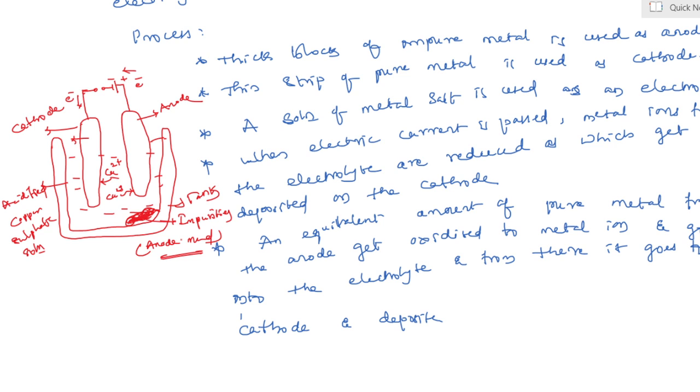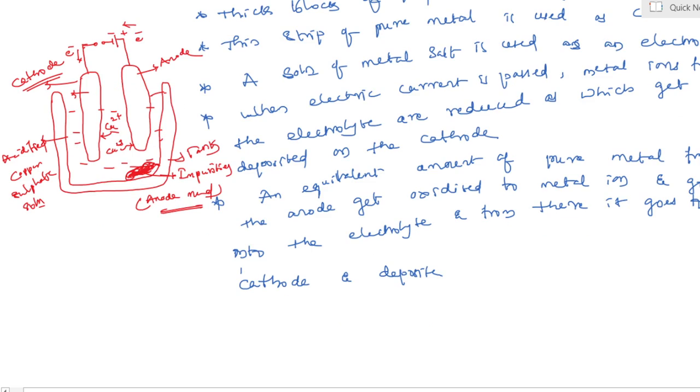For example, in electrolytic refining of crude copper, the anode is impure copper, whereas the cathode is a strip of pure copper. The electrolyte is a solution of acidified copper sulfate. On passing electric current, pure copper is deposited on the cathode. This is the process of electrolytic refining. Yes, let us see what is meant by corrosion.